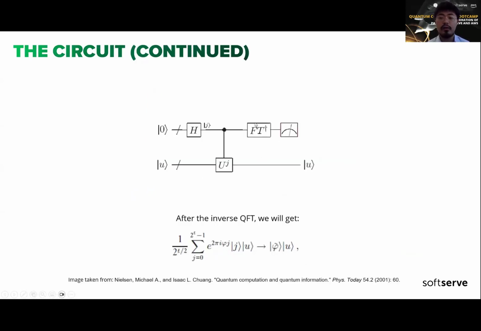And the last step is to perform the inverse Fourier transform on the first t registers again. Okay.